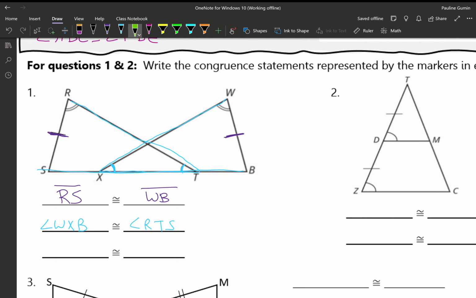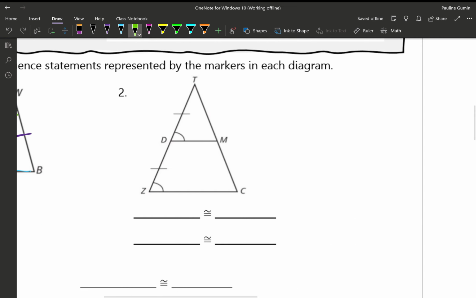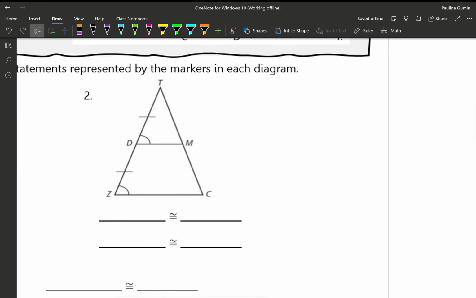Right. And we have one more congruence here, and that's this double angle there, and then this one right here. Both of them only have one possible angle each, so we have angle R and angle W. Alright, let's take a look at number 2. Once again, I'm going to start off with the sides, because they're just a little easier to do. I have this tick mark and that tick mark. Okay, so we've got from T to D, congruent to D to Z.